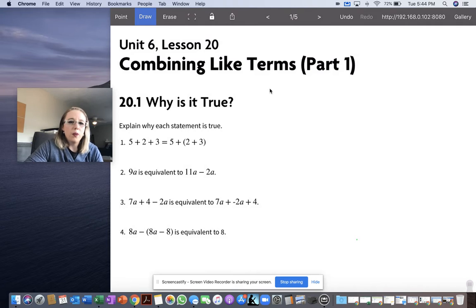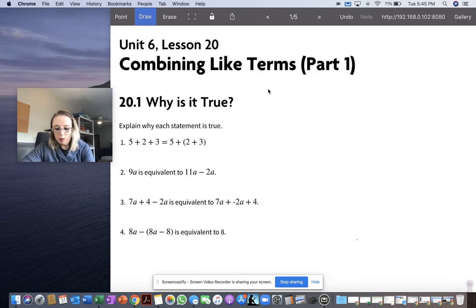So 20.1, why is it true? Explain why each statement is true. Okay, so it's saying that all 4 of these statements are true, and I'm going to write a lot of terms. Okay, actually, I'm probably going to type a lot of terms if I can type them. No, I'll probably have to write them. You should know that we're just going to keep reviewing. Okay, so the first one is 5 plus 2 plus 3 equals 5 plus parentheses 2 plus 3.